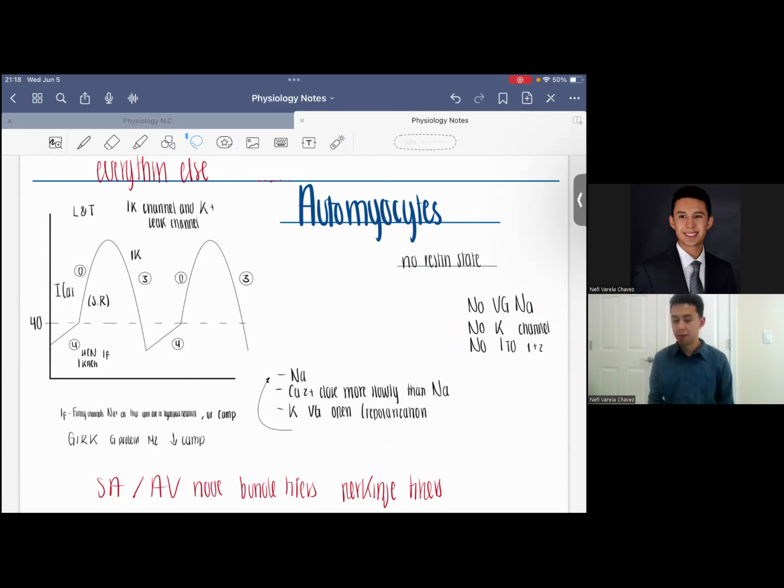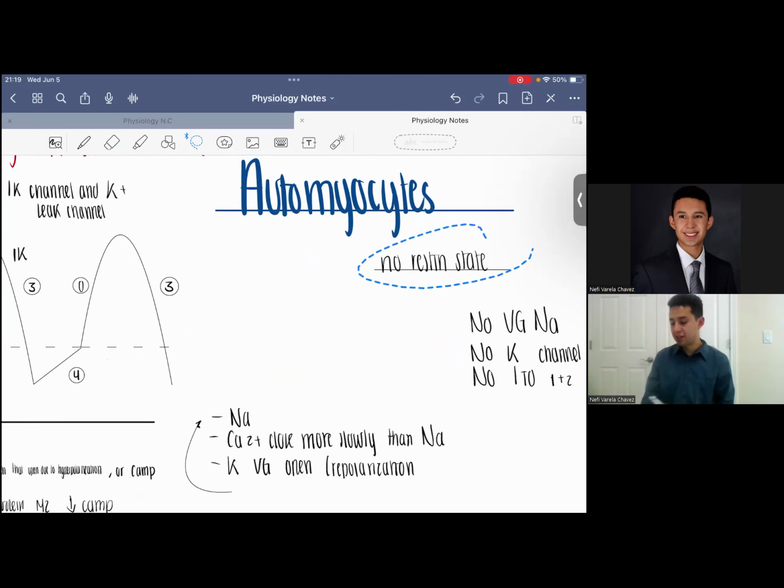We don't want them to stop. Okay, and we are not gonna have a resting state. What am I saying that we don't want them to stop? Because the SA node and AV node are gonna trigger the depolarization of the rest of the heart, and we want our heart to be contracting because we want blood to be pumping in our body. That's why. Okay, so no resting state.